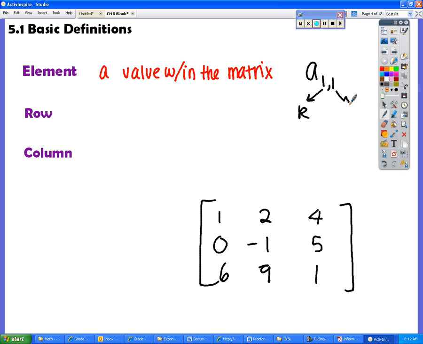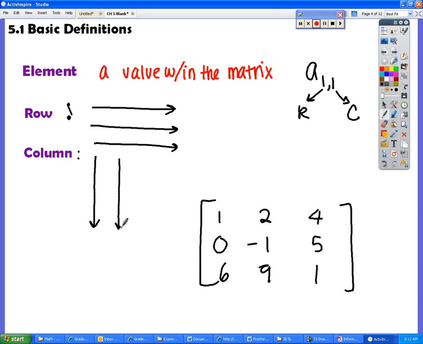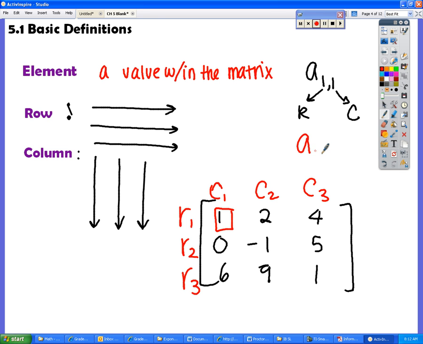row, the column. So let's define row as the amount going across. Columns are the amounts going down. So in this case, there are 3 rows. This is row 1, row 2, row 3. This is column 1, column 2, column 3. So A1,1 would be row 1, column 1, this term. A2,3 would be row 2, third column. So that would be the term.